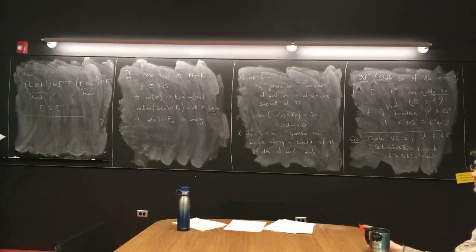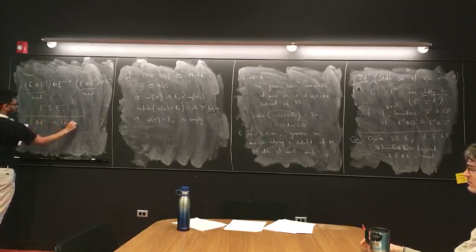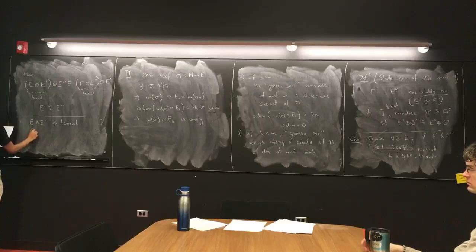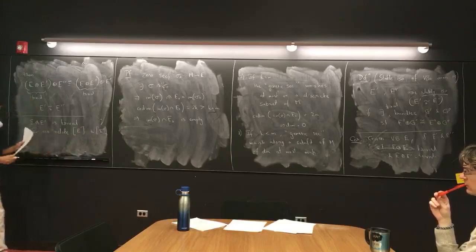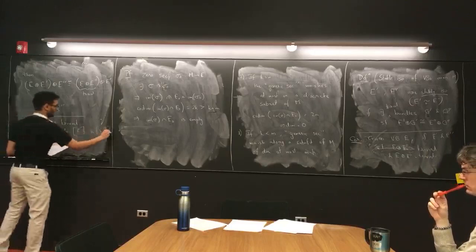Now, to motivate the K group, I'm first going to come up with a problem. Suppose E direct sum E prime is trivial. Can we relate the stable isomorphism class of E to the stable isomorphism class of E prime, where the square brackets denote the stable isomorphism class? And to do that, we introduce K groups.